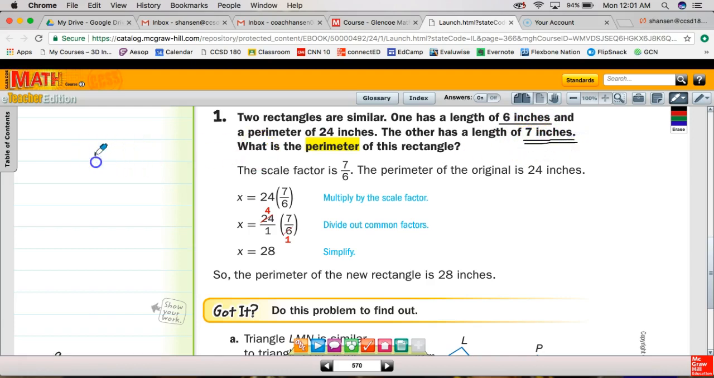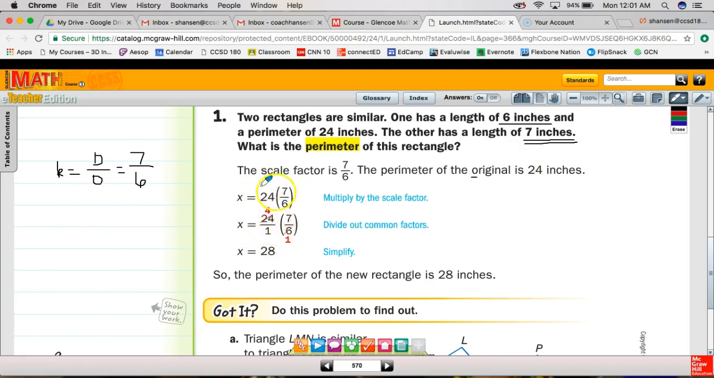Before we talked about dilation over original equals scale factor, right? K equals D over O, which means 7 over 6 is my scale factor. One has a length of 6, one has a length of 7. The dilation is the second one, so the scale factor is 7 over 6. It also gives you the perimeter of the original is 24 inches. O for original. O is on the bottom.